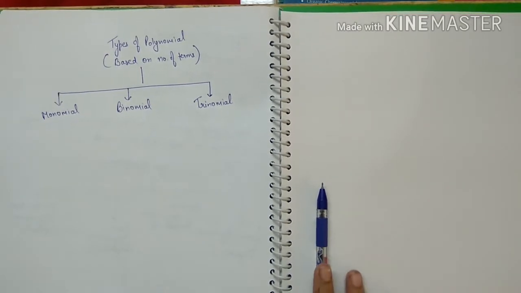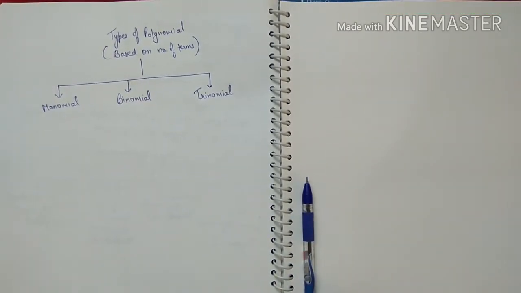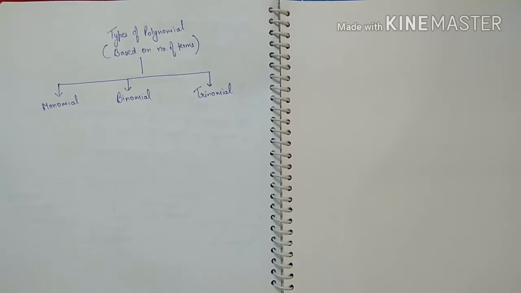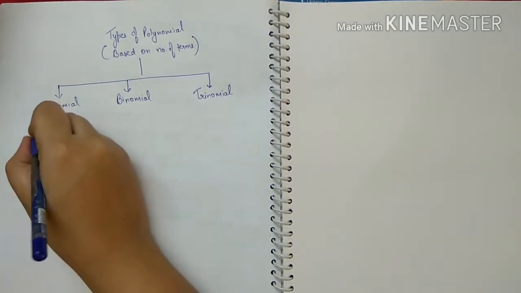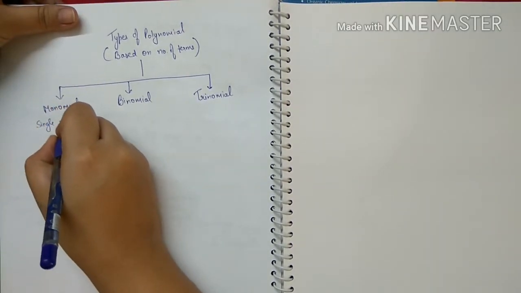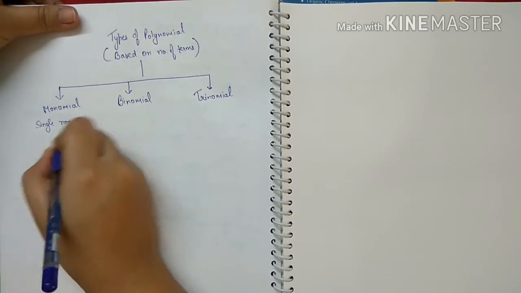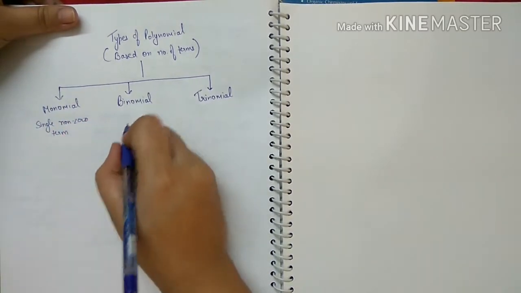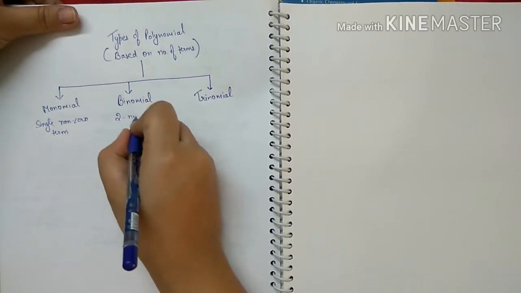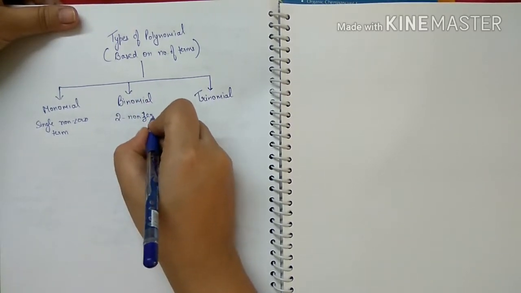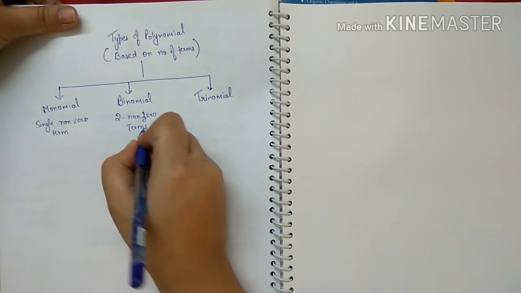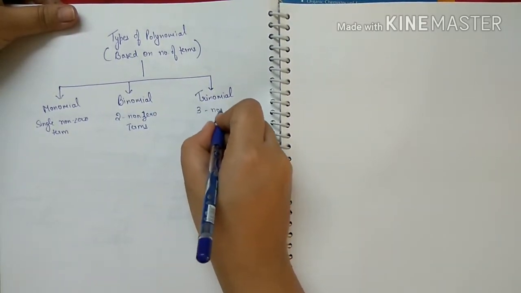Now we have the types of polynomial based on the number of terms. As we have already seen, each part of an algebraic expression separated by plus or minus is called a term of the polynomial. A monomial has a single non-zero term. A binomial has two non-zero terms. And a trinomial has three non-zero terms.